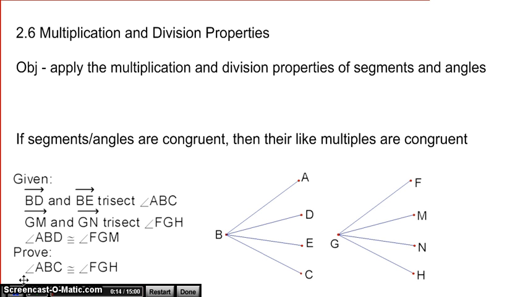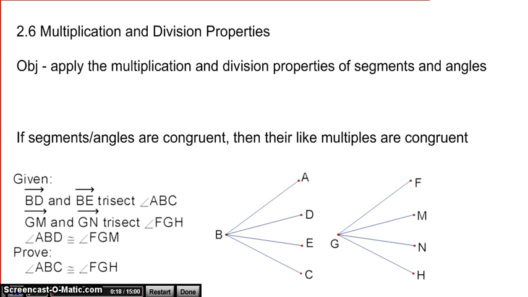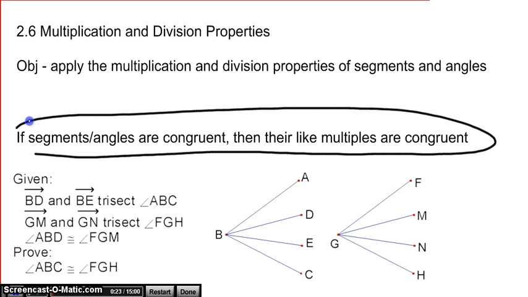We're going to talk about applying them to proofs, dealing with segments and angles. The first theorem that we're talking about is if segments and angles are congruent, then their like multiples are congruent. How does that look in a diagram?